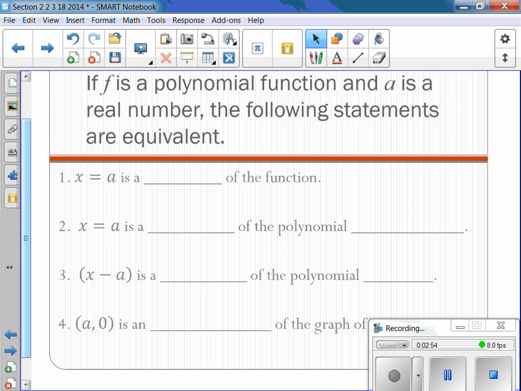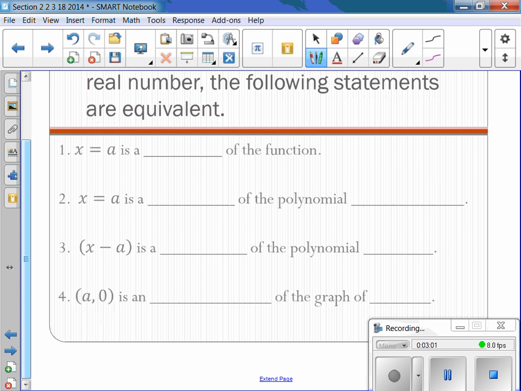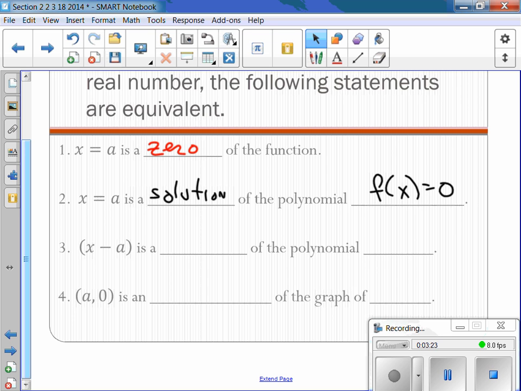So if f is a polynomial, a real number, all these say the exact same thing. x equals a is a zero of a function. x equals a is a solution of the polynomial f of x equals 0. So in other words, I set my function equal to 0, and that solution is x equals a, which is the same thing as the zero of a function.